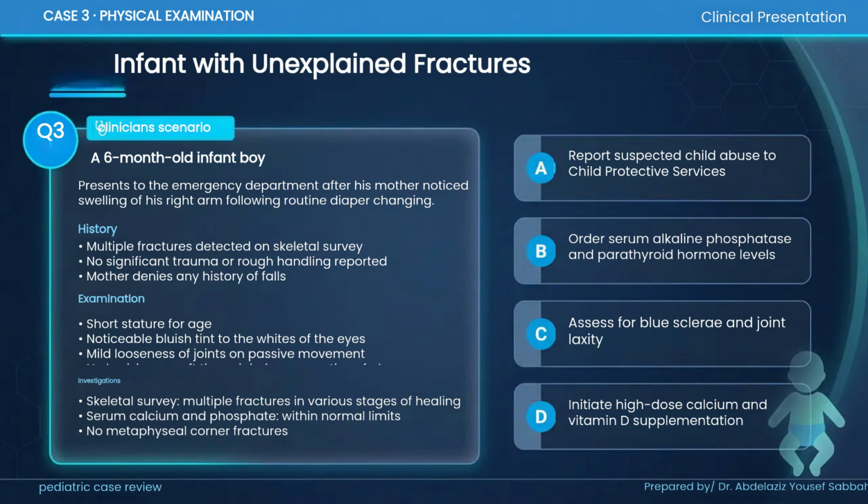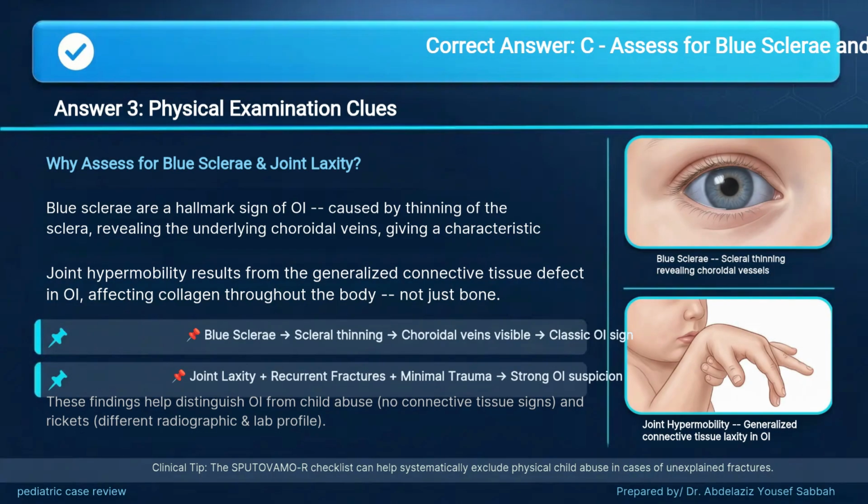Option A, report suspected child abuse to Child Protective Services. Option B, order serum alkaline phosphatase and parathyroid hormone levels. Option C, assess for blue sclerae and joint laxity. Option D, initiate high-dose calcium and vitamin D supplementation. The correct answer is option C, assess for blue sclerae and joint laxity.